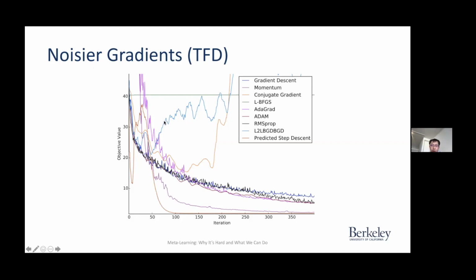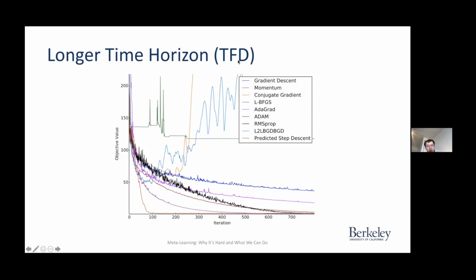Whereas the optimizer trained using backprop can diverge pretty quickly. Next, a longer time horizon. At meta training time, we only train the optimizers for 400 iterations, and then at meta test time we apply it for 800 iterations. The interesting thing here is that it doesn't diverge after 400 iterations. Any questions?